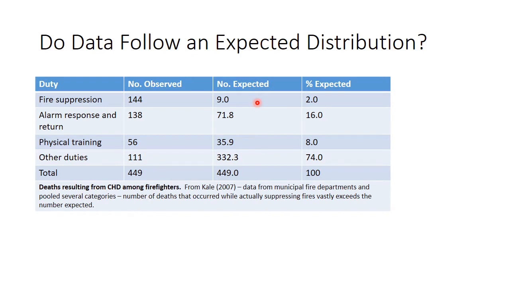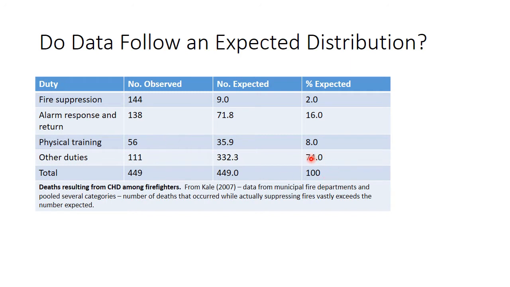For instance, if they spend 2% of their time fighting fires, and there was a total of 449 deaths, you would expect 2% of those 449 to occur during fire suppression, in which case you would expect to see 9. During alarm response and return, 16% of the time they are on the road to a call or coming back, so based on that percent of time, you expect to see almost 72 deaths. So there are some discrepancies between the number you would expect based on the percent of time spent on these activities versus what actually occurred.